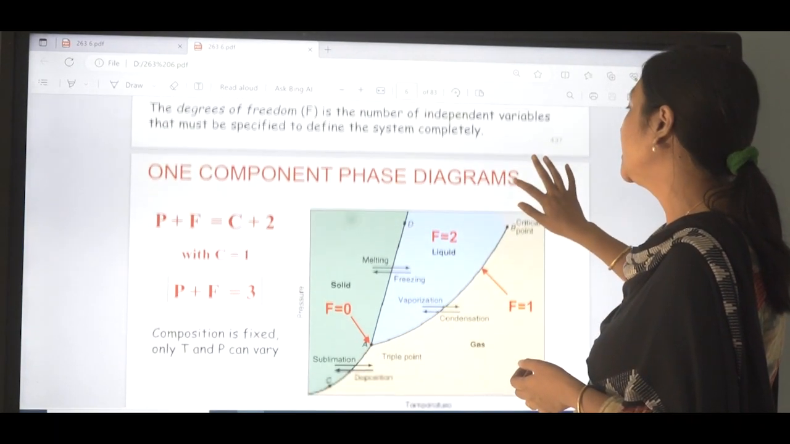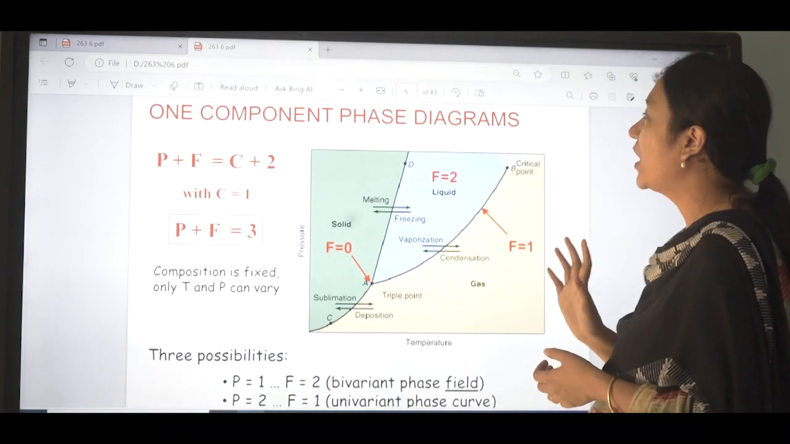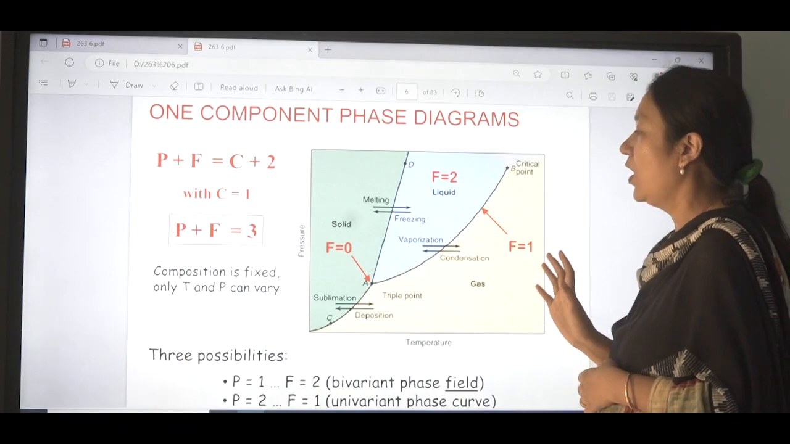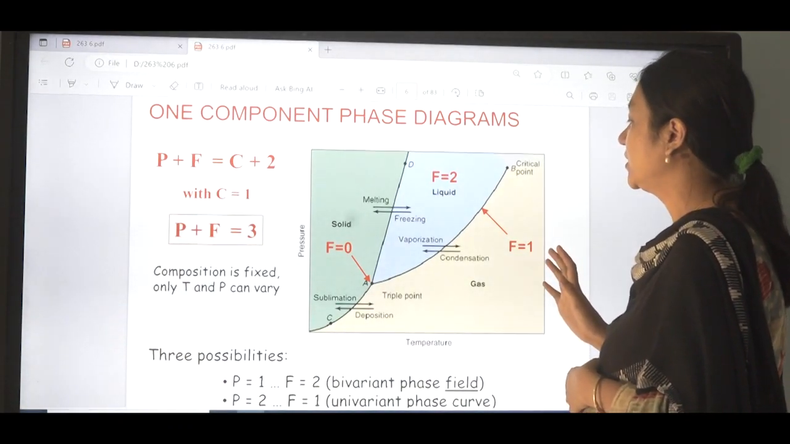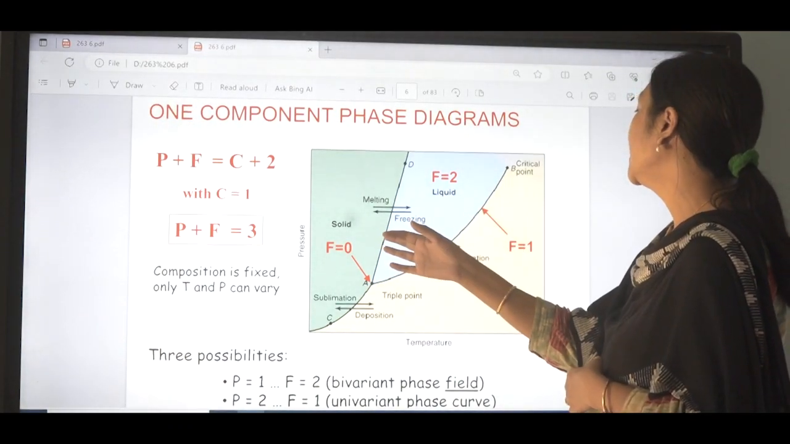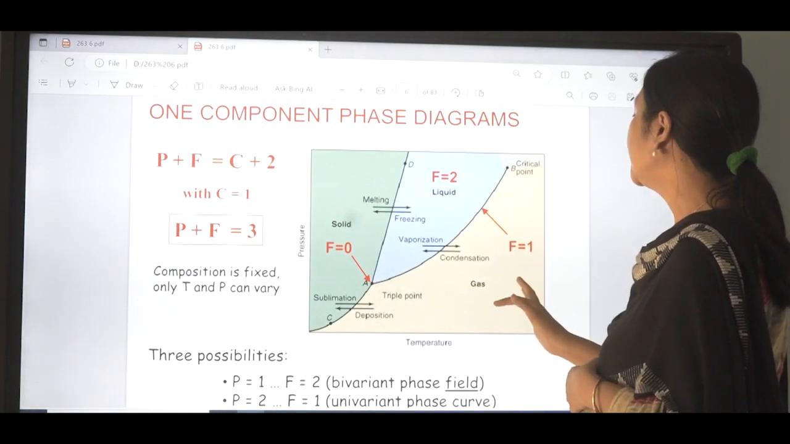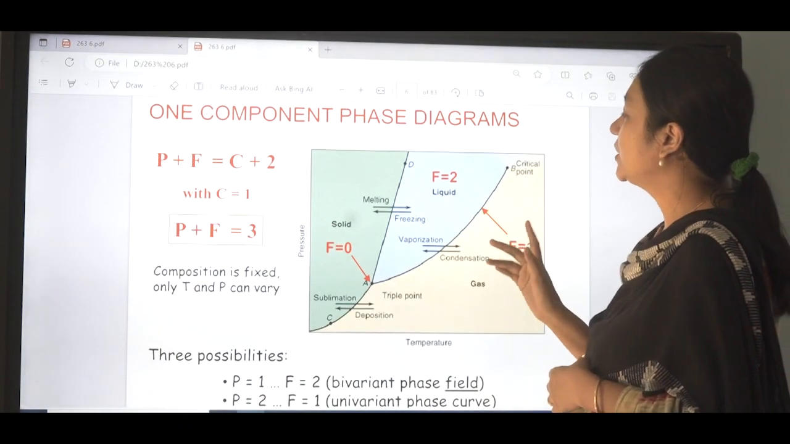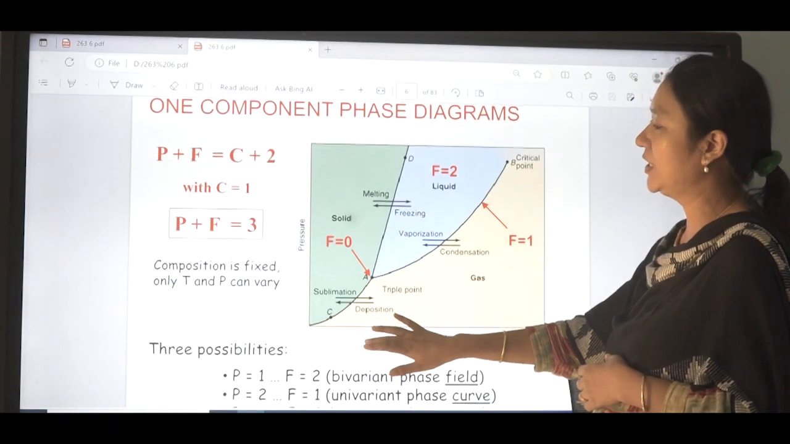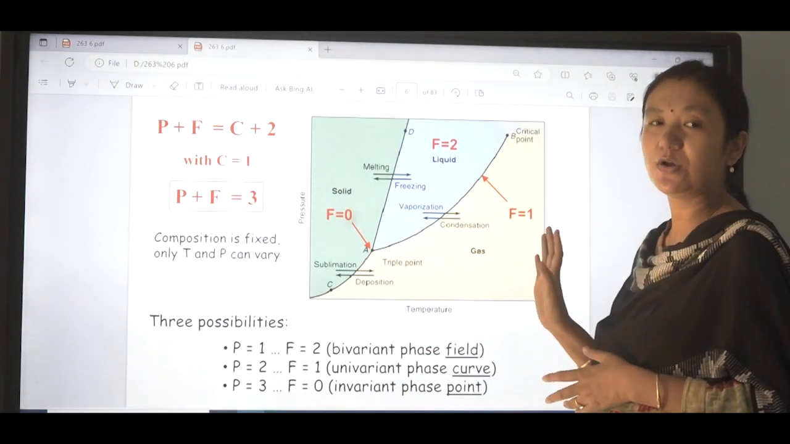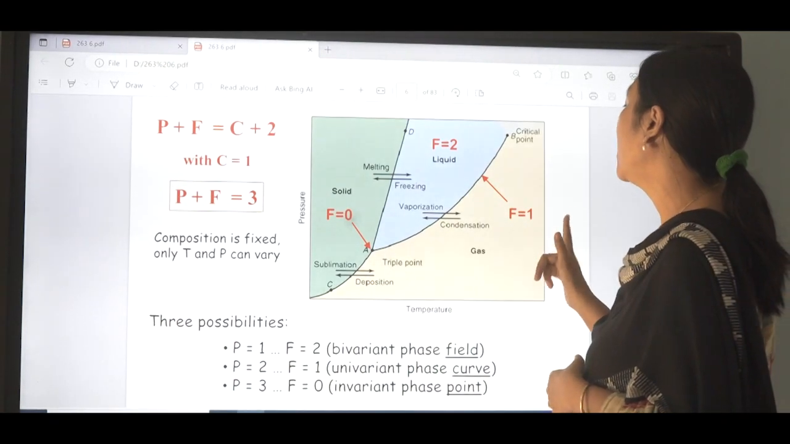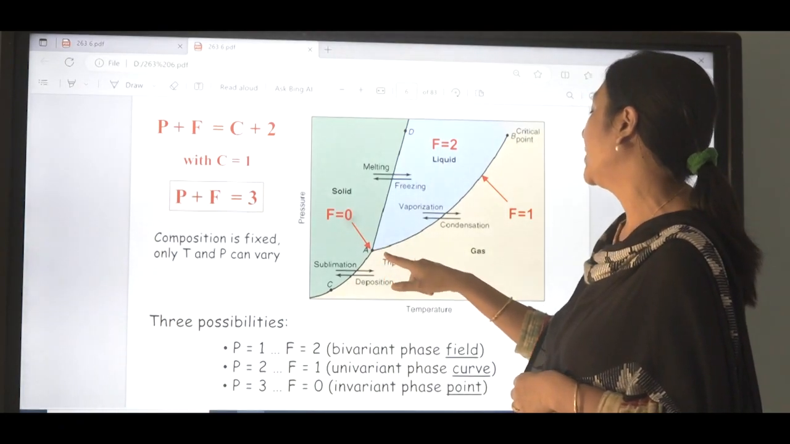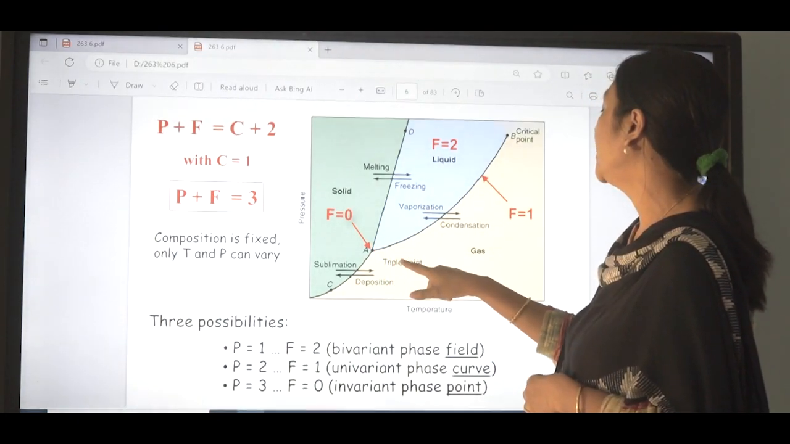Now, a one component system. The best example of a one component system is the water system. We know that water has 3 phases: solid, liquid, and gaseous. So water exists in 3 phases, but the number of components is 1. The chemical composition is H2O. So as we can see, the point A is called the triple point.